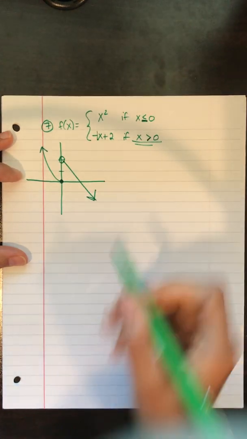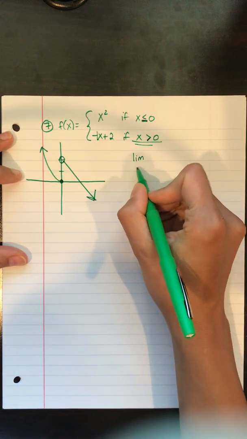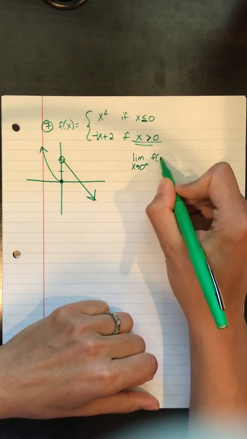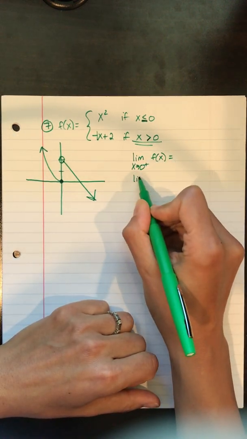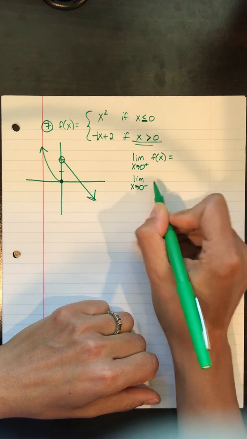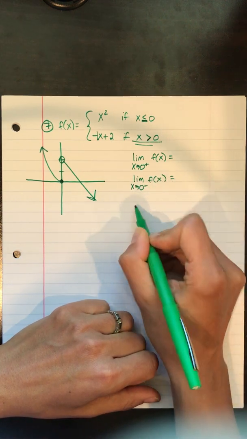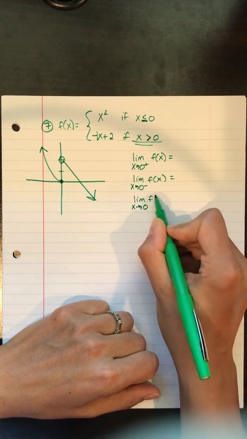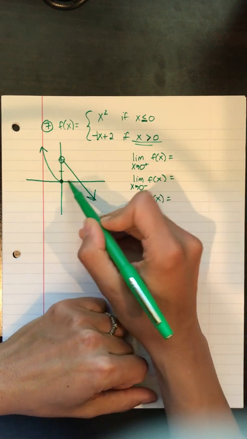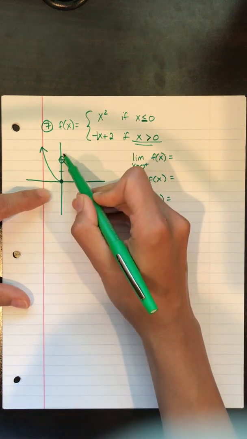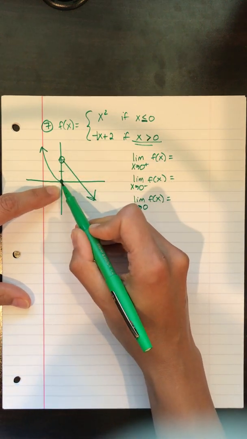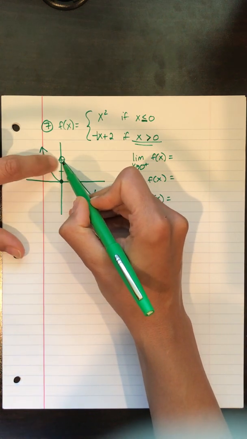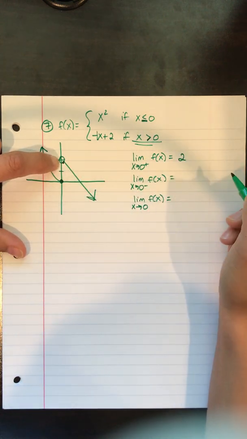Okay. So here are my questions. What's the limit as x approaches 0 from the right? What's the limit as x approaches 0 from the left? And what's the limit as x approaches 0? Okay, so approaching, here's 0, x equals 0. So approaching it from the right means I'm looking at the graph like this, incoming from the right. It looks like the answer is 2.